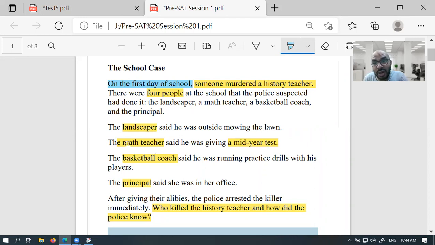You will tell lies only if you are guilty. Guilty means you did that. You are the criminal. You are the murderer. So yeah.